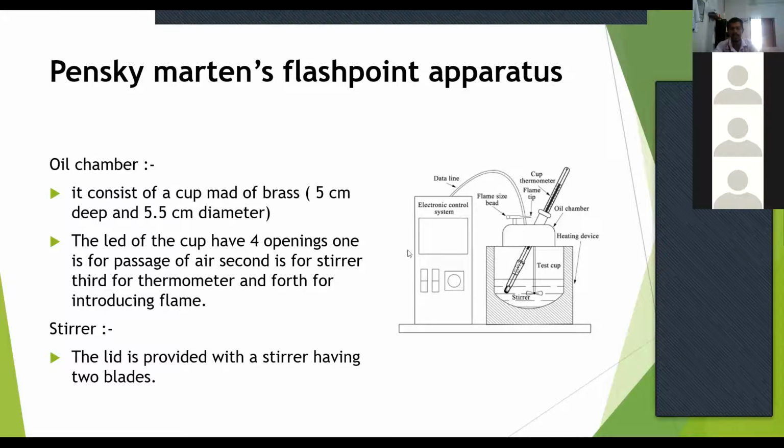We need to find out the exact temperature of the sample, so we have to fix a thermometer like this. Using one hole, we can insert the thermometer, so that from the outside we can measure and find out the sample temperature. And the stator is for mixing the sample.